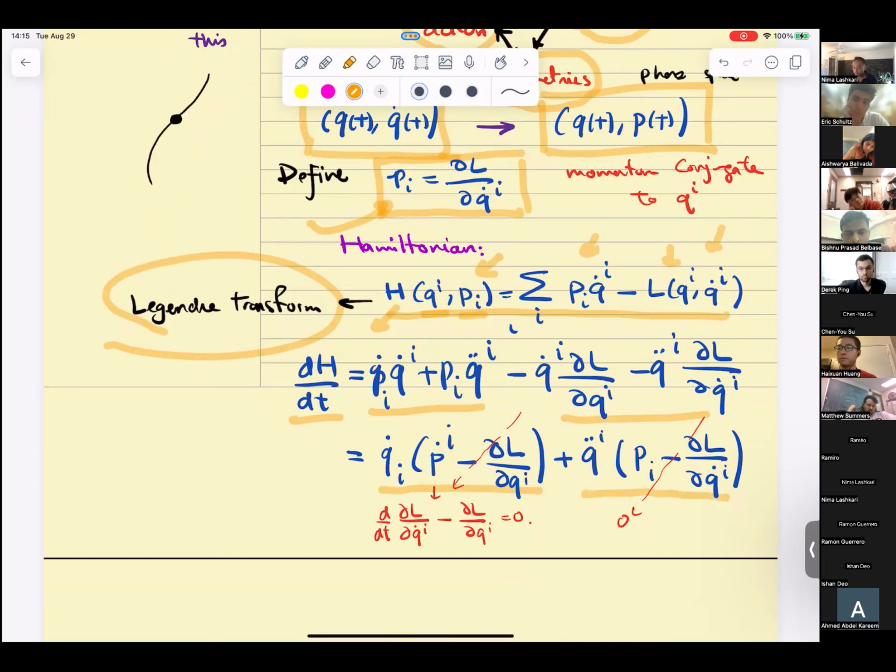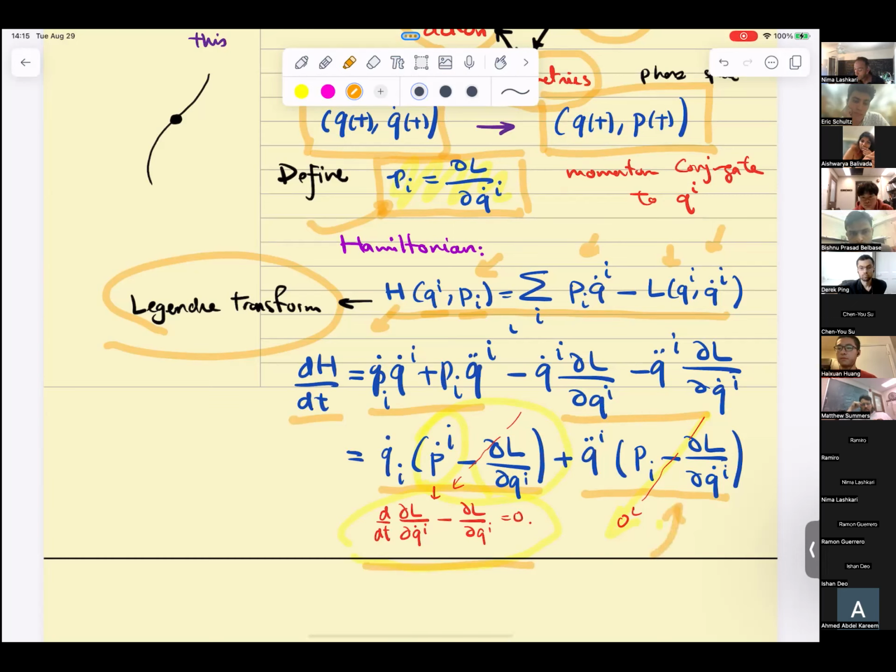Now you notice the following thing. If I make this choice, if I define my Pi this way, this term vanishes. And furthermore, Pi dot, this term becomes this equation. You recognize this equation. This is the Euler-Lagrange equation we just had.